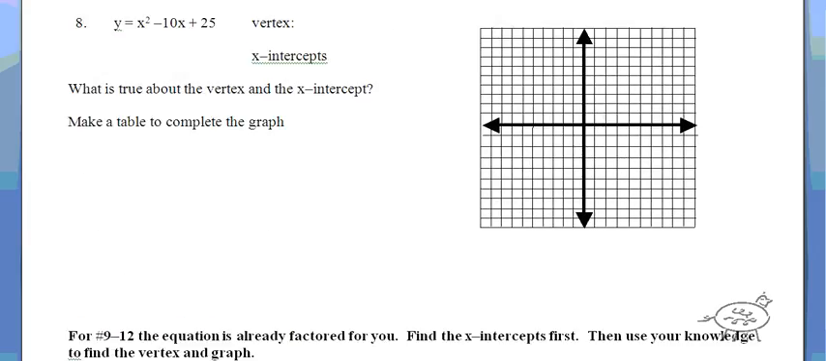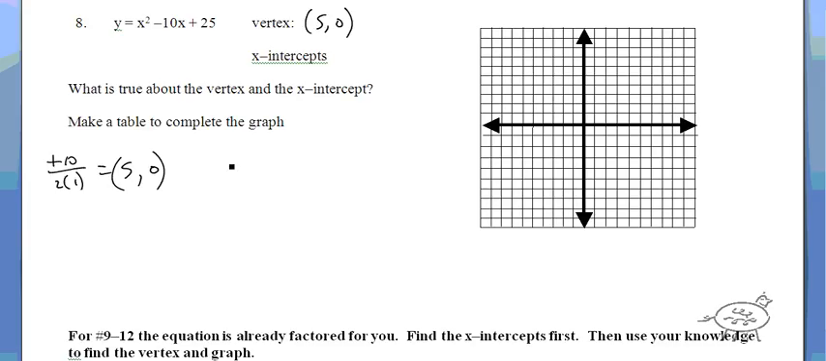Problem number 8 is just normal here. We're going to find the vertex, and if you find the vertex, opposite of b, so it's positive 10 over 2 times 1. So it's 5 comma, and then you plug the 5 in there, and you wind up getting 0. 5 comma 0.